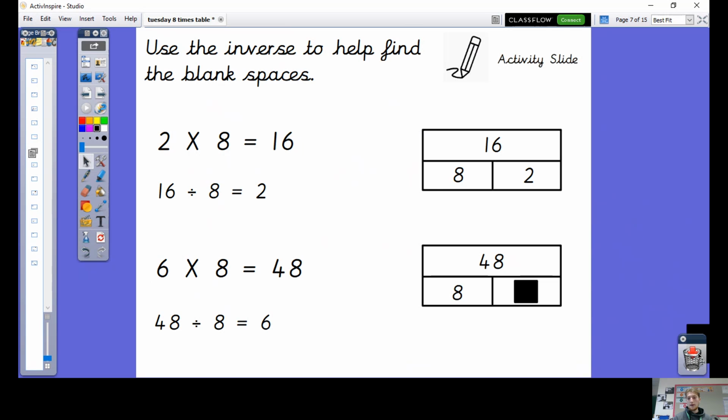And here we can fill in the blanks again with our number. 6 times 8 is 48. 48 divided by 8 is 6. Fantastic. Wondering if you got those right.